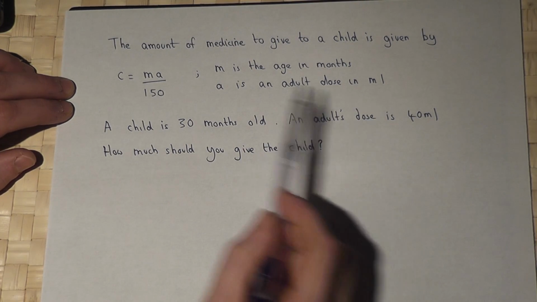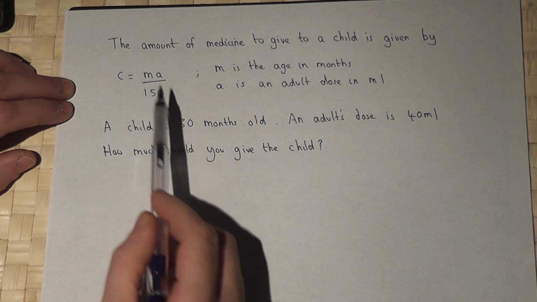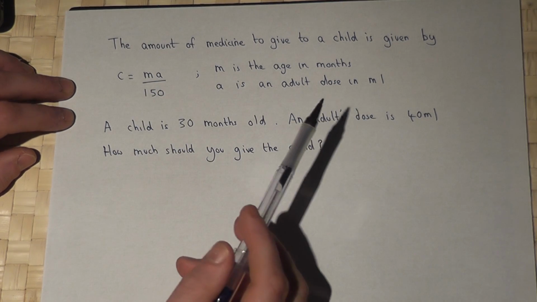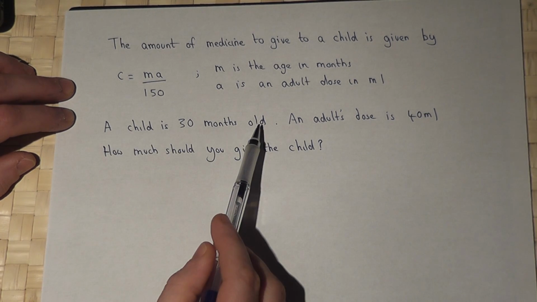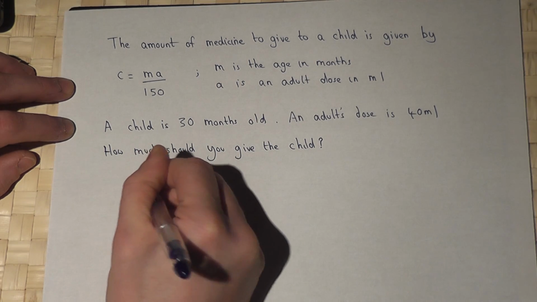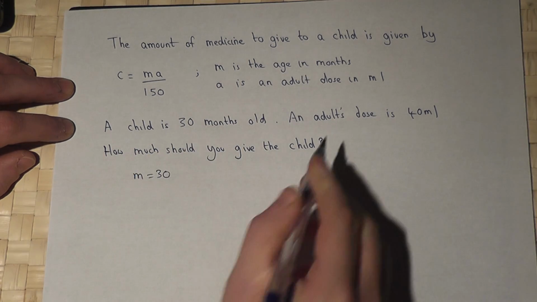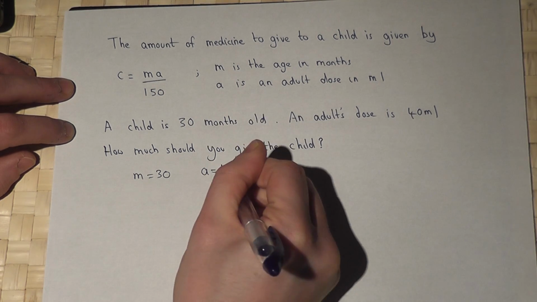In this question, we're given a formula to work out what a child's dose should be for a given medicine. Now, we're told that a child is 30 months old. So M is the age in months, so M equals 30. An adult's dose is 40, so A equals 40.